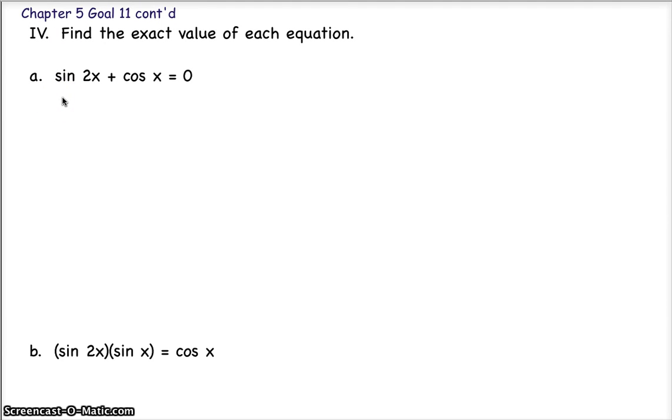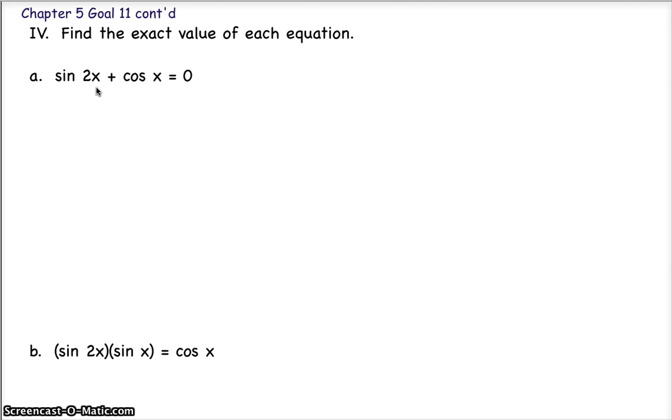Ladies, we did not finish goal 11 in class today, so I wanted to make a quick screencast of that for you now. And if you'll look, this says find the exact value of each equation. To solve this equation for x, I need to factor before I can solve for sine 2x or for cosine x. And at this point, I do not have a GCF with which to factor.